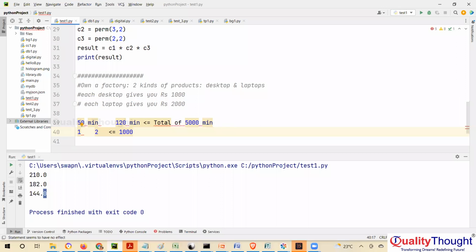No. Okay, so we have 1,000 motherboards, and each laptop takes two. So maximum laptops you can make is 500. Okay, so let's look here. What is the minimum number of laptops and desktops you can make?